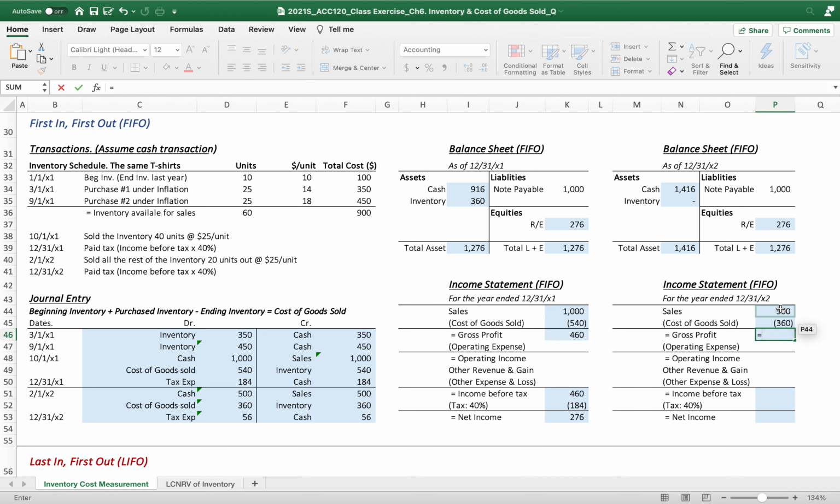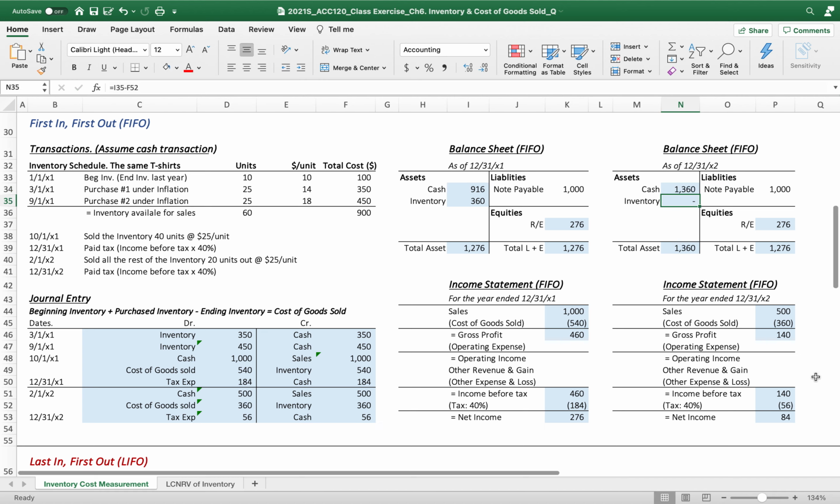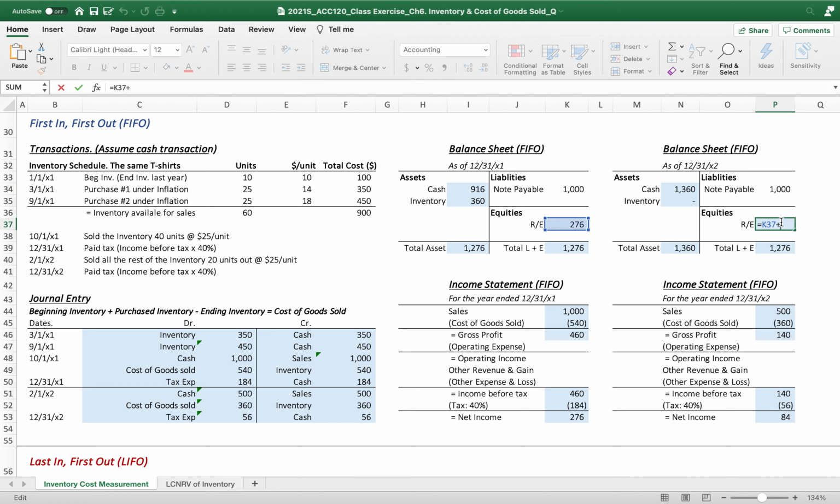The gross profit of the second year is sales minus cost of goods sold, and then there's no other transaction, so 140 is the income before tax. And then tax expense, we recorded 56, and then net income is 84. The cash out when we pay the tax expense is 56. And then this retained earnings should add the net income of the second year. So the retained earnings 360.